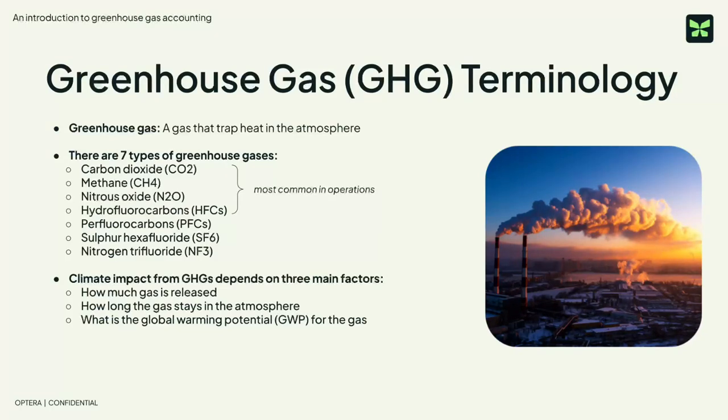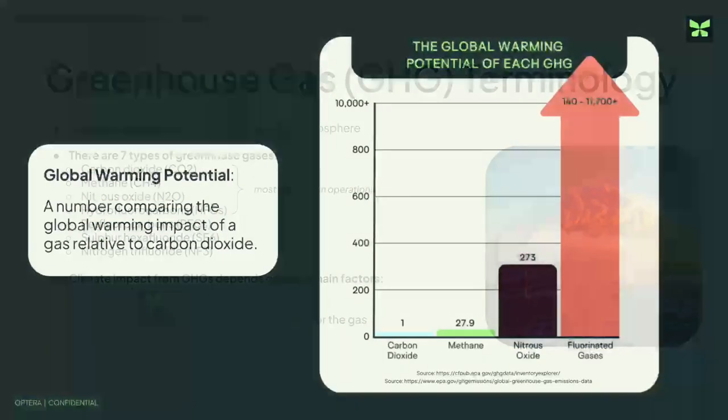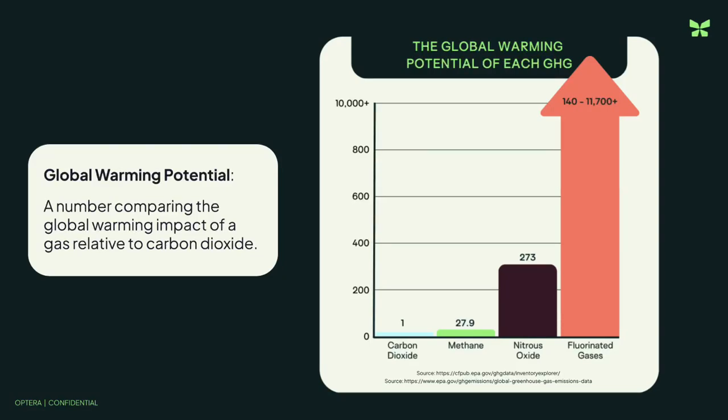Three factors determine how much each greenhouse gas warms the atmosphere: how much gas is emitted into the atmosphere, how long the gas stays in the atmosphere, and what the warming potential for that gas is. Global warming potential, or GWP, is a number that compares the heating impact of greenhouse gases. Carbon dioxide has a GWP of 1 because it's the primary reference unit that we use when creating greenhouse gas inventories. Carbon dioxide is also the most common greenhouse gas that's released in the atmosphere. It accounts for nearly 80% of global warming.